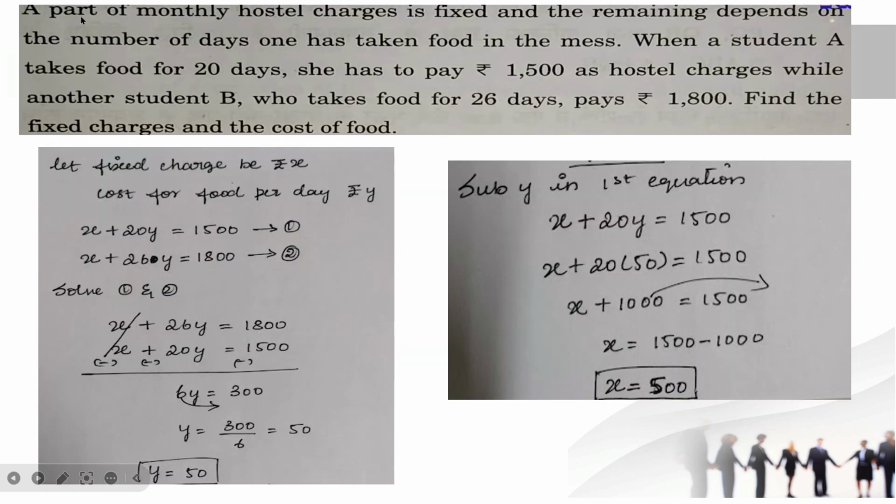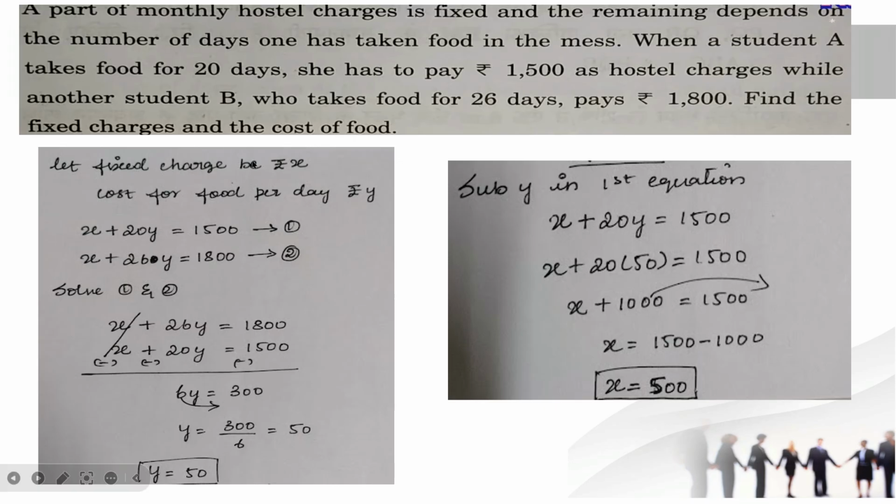Okay. A part of monthly hostel charges is fixed, and the remaining depends on the number of days one has taken the food in mess. When a student A takes food for 20 days, she has to pay 1500, and another student takes food for 26 days, pays 1800. Find the fixed charges. See, in a hostel, they are having fixed charges for staying maybe, and then according to how many days they are eating food, different charges are taken.